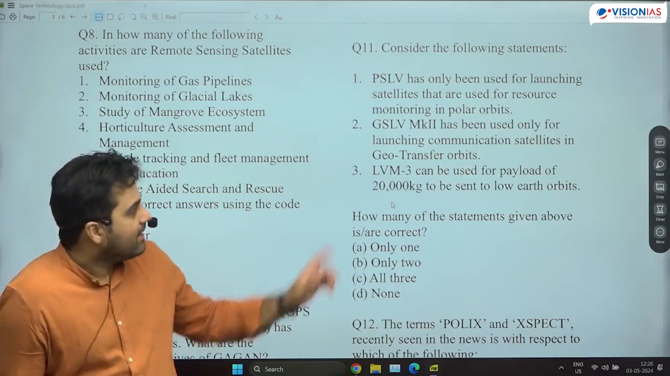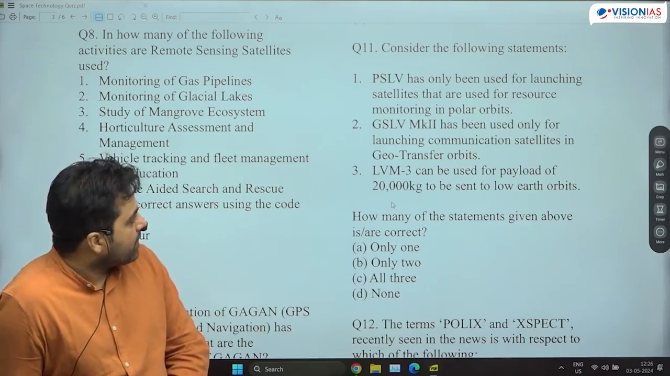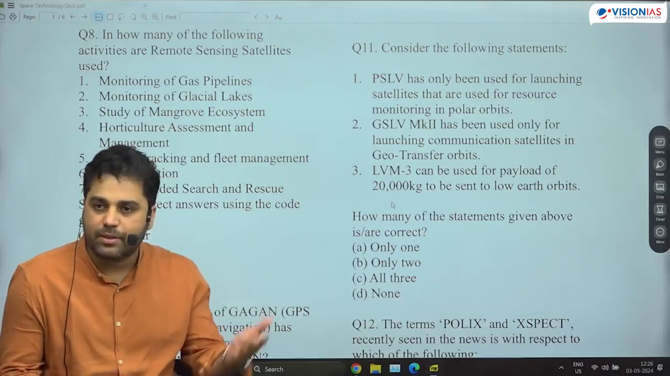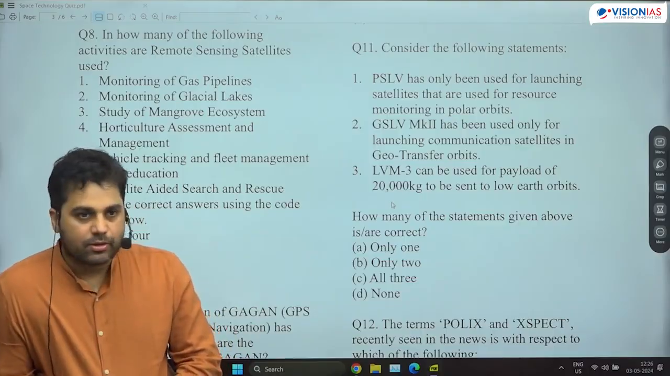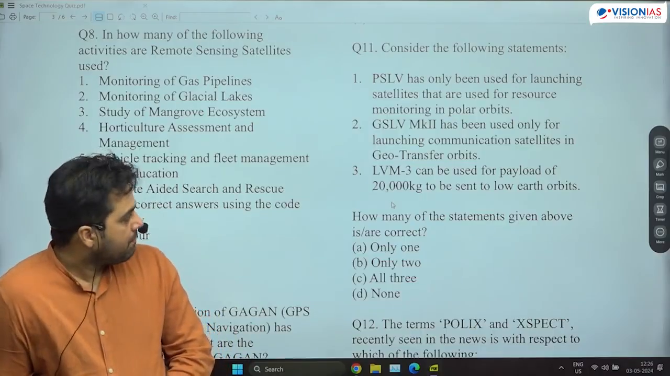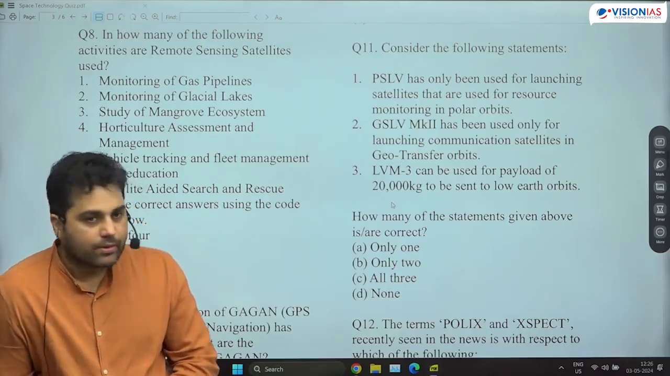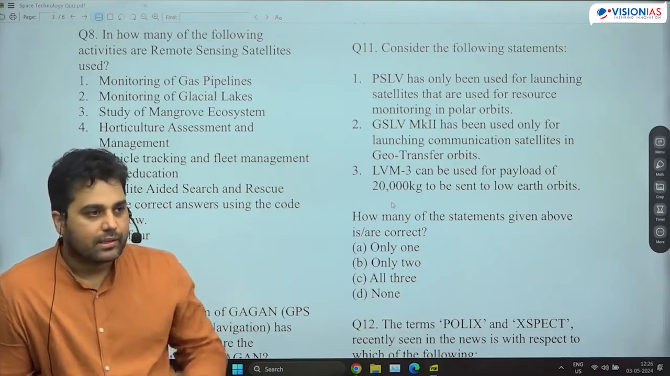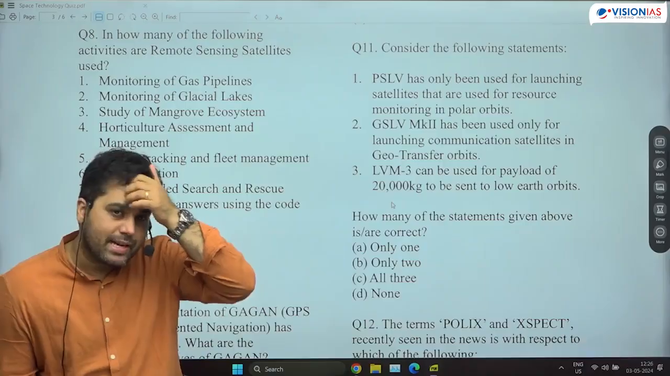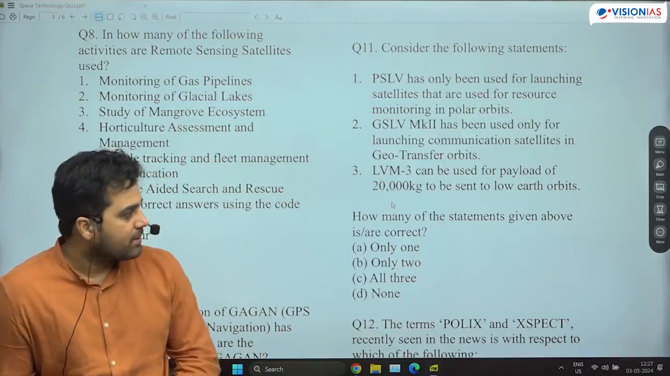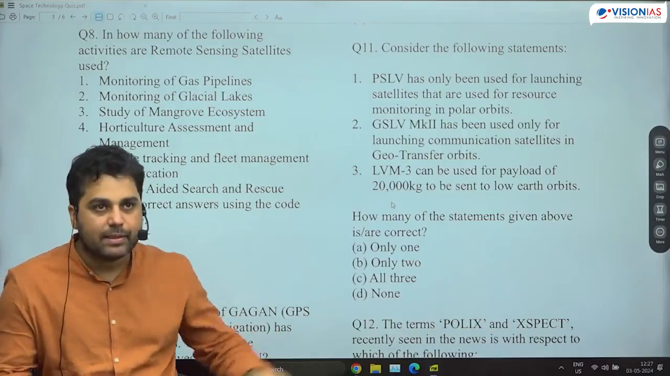Okay? GSLV Mark II has been used only for launching communication satellites in geotransfer orbit. This is also not correct. In past, GSLV has been used for low Earth orbit also, particularly if your mass is heavy. And LVM-3 can be used for payload of 20,000 kg to be sent to low Earth orbit, only 8,000 kg. So third is also not correct. ऐसा भी नहीं कि कुछ 8 और 9 था, अच्छा खासा difference था, 8 और 20 में बहुत difference है. So third statement is also not correct. Answer is none here. D will be the correct answer.